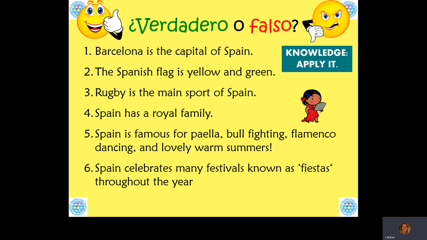Number 3, rugby is the main sport of Spain. Number 4, Spain has a royal family. Number 5, Spain is famous for paella, bullfighting, flamenco dancing, and warm summers. Number 6, Spain celebrates many festivals known as fiestas throughout the year.